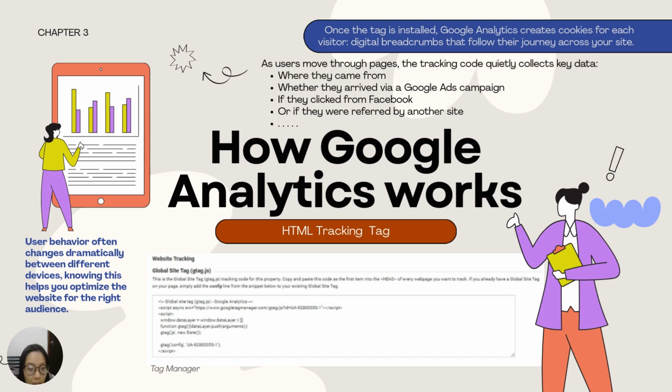So moving on to chapter 3, you'll see how Google Analytics works. Let's take a look at what kind of information it captures behind the scenes. At the core of everything is a tiny HTML tracking tag, just a small piece of code that you install on your website. It looks simple, but it's incredibly powerful. The code tag looks kind of like this. You can get it and copy it by accessing the tag manager.